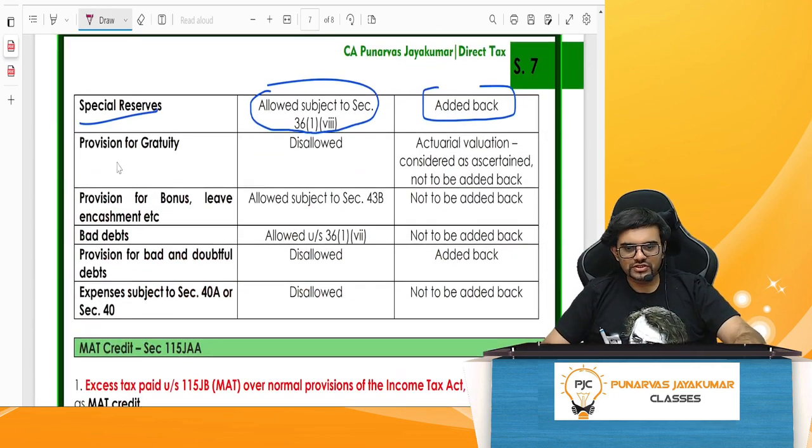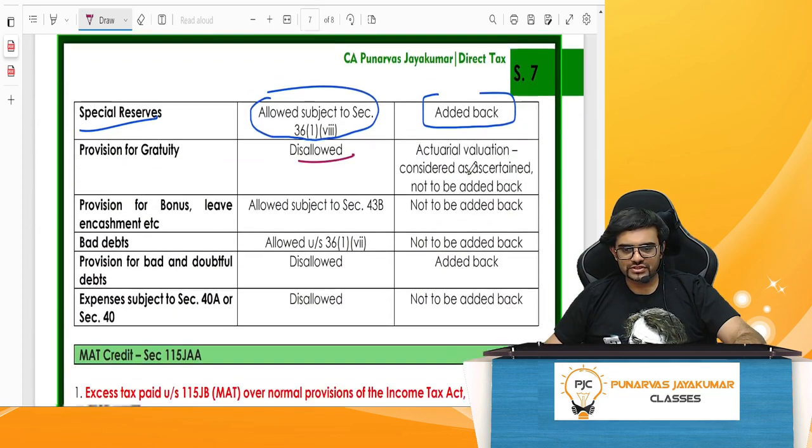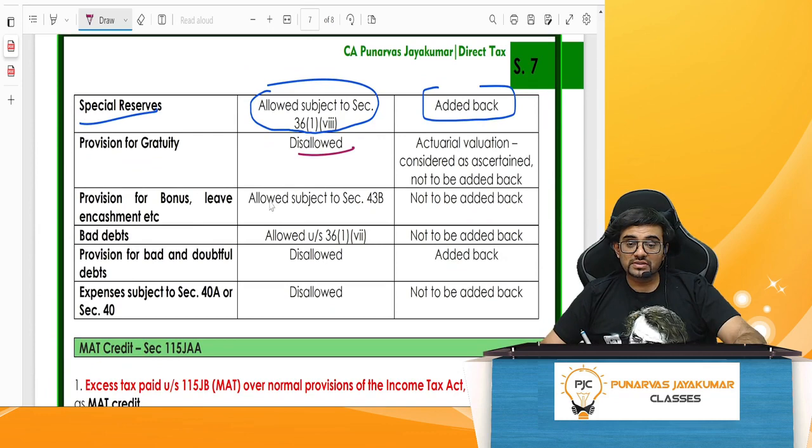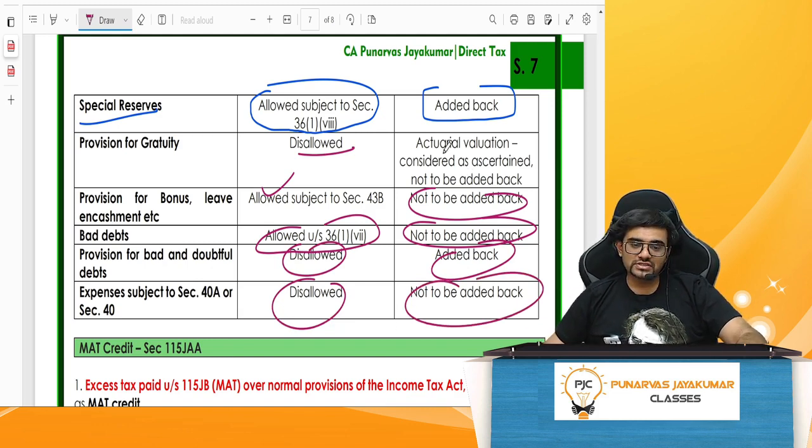And here, provision for gratuity disallowed, actual valuation considered, not to be added back in terms of MAT provisions. Provision for bonus and leave encashment allowed as per 43B, not to be added back. Bad debts allowed under 36(1)(vii), not to be added back. Provision for bad and doubtful debts disallowed, here it is added back. Expenses subject to 40A and 40 disallowed, here not to be added back. So these are some of the hidden points. Remember these and go.